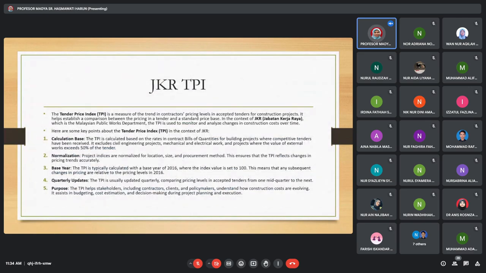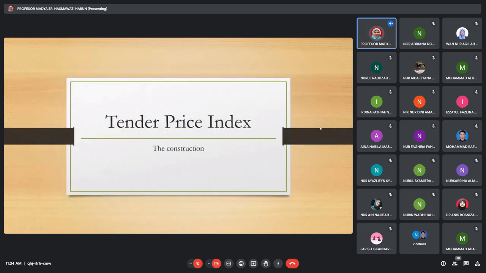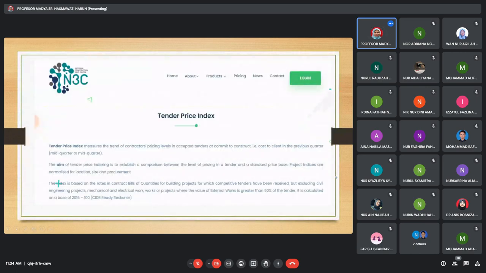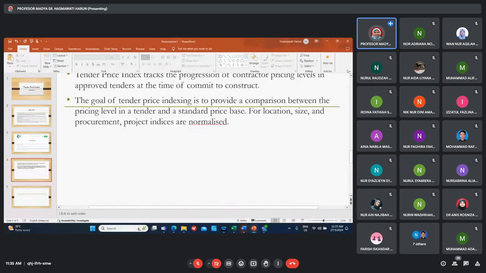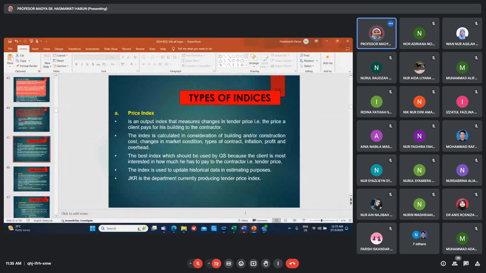Alright. Kalau kita tengok pula dokumen lain, kita tengok NY3C lah. Saya go further. Okay, ini saya petik daripada N3C. NY3C dia kata tender price index measure the trends of contractor pricing level. The aim is to compare, lebih kurang sama dengan JKR juga. Dia pun guna 2016 juga. Okay, this is what reckoned by CID, so consistent lah ya. So ingat tender price index track the progression of contractor pricing level in approved tender from time to time, and the goal is to see how different are these tender prices compared to the standard base year.